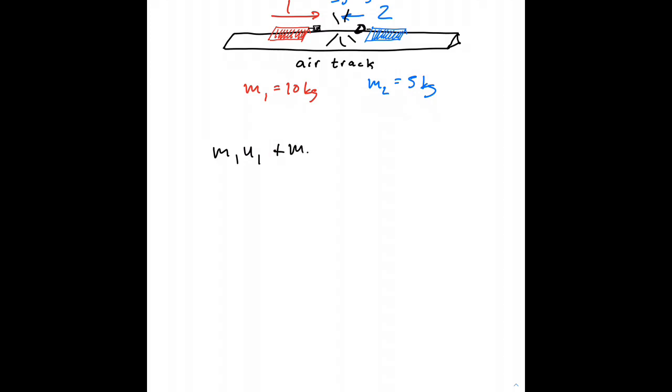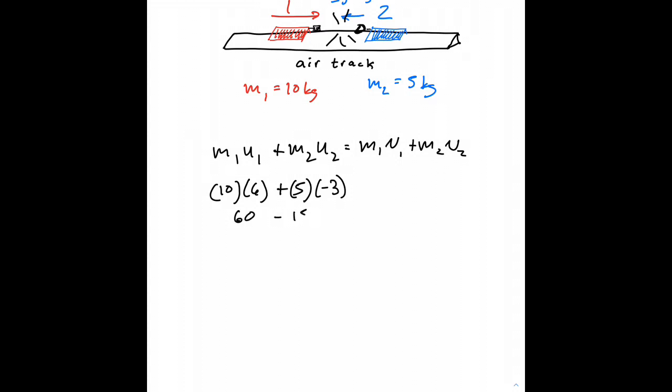m1 u1 plus m2 u2 has to equal m1 v1 plus m2 v2. So it's the same values, right? It's 10 times 6 plus 5 times -3, 60 minus 15. We have 45 units of momentum, and that's the amount of momentum we had in all 3 collisions, whether they stick, they don't stick and waste energy as thermal, or they don't stick and conserve all their kinetic energy regardless. The initial momentum is 45 kilogram meters per second. So the final momentum also has to be 45 kilogram meters per second.